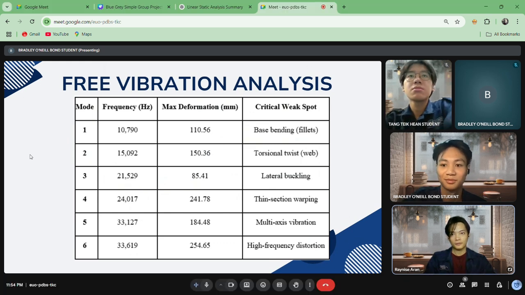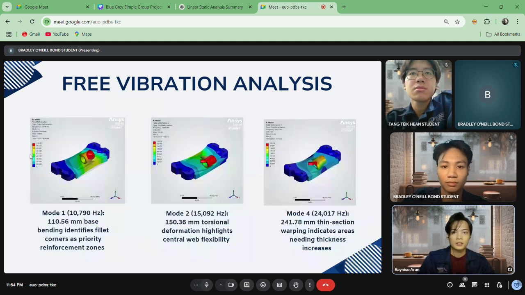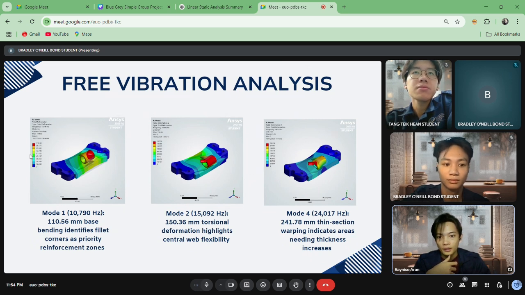So here we have the table of max deformation on 6 modes. Here we have beam bending on the fillet, torsion twist on the web, lateral buckling, thin section warping, multi-axis vibration, and high frequency distortion. Next, here we have the top 3 with higher deformation: mode 1, mode 2, and mode 4.